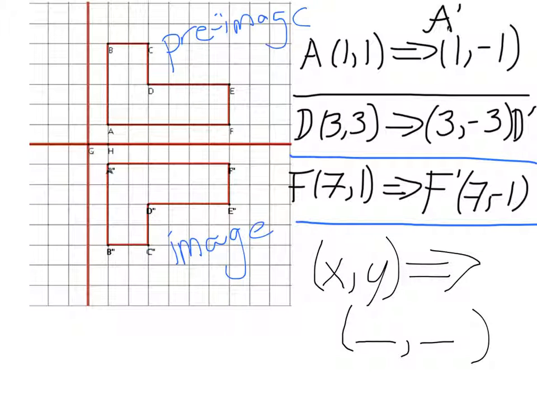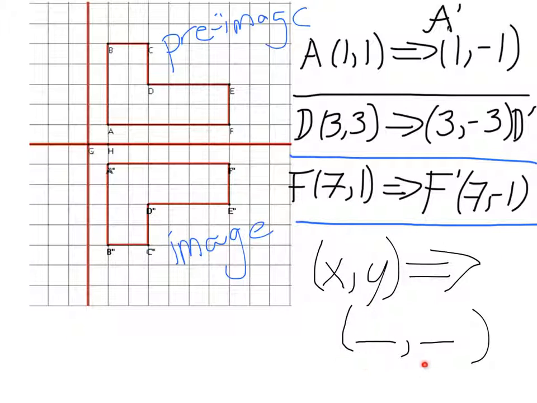So the whole point of trying to write out each of these individual points is to determine what our general rule is. So let's look at what's happening. The x coordinate stays the same, 1 to 1, 3 to 3, 7 to 7. But what's actually changing in these ordered pairs? What's changing from here to here, or from here to here? What's actually happening is the y coordinate is flipping signs. So positive 1 becomes negative 1. Positive 3 becomes negative 3. Positive 1 becomes negative 1.